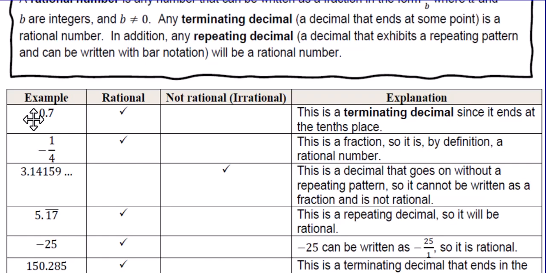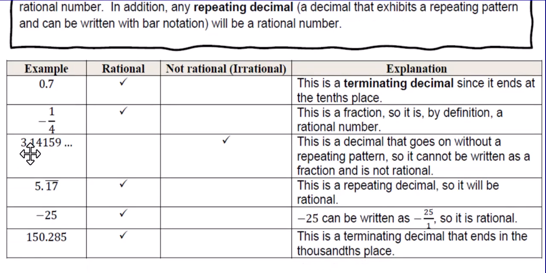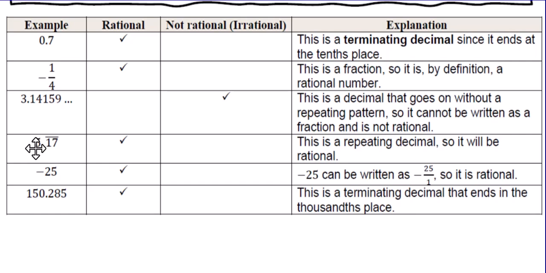So 0.7 is a rational number. It is a terminating decimal because it ends in the tenths place. So it ends at some point. It is a rational number. The next example is -1/4. This is a fraction, and by definition, any fraction will be a rational number. We already talked about the third example down. Let's go to the fourth example down, which is 5.17 repeating. This is rational as well because it is a repeating decimal and we are writing it using bar notation.